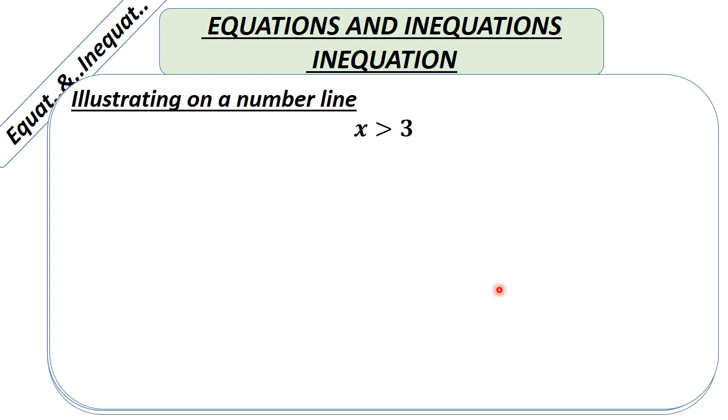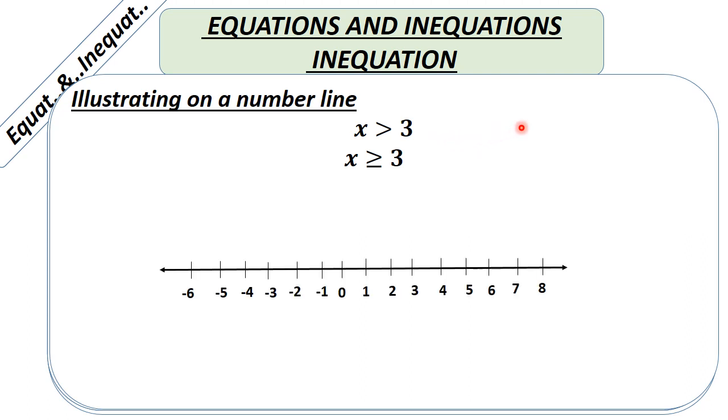So x greater than 3. Let's say after you solve, you get x is greater than 3. How do you show this on the number line? And x is greater or equal to 3. How do you show this on the number line? These are the most important things to learn: the difference between greater than and greater or equal to. The same will apply for less than and less or equal to. So we'll start with x greater than 3.